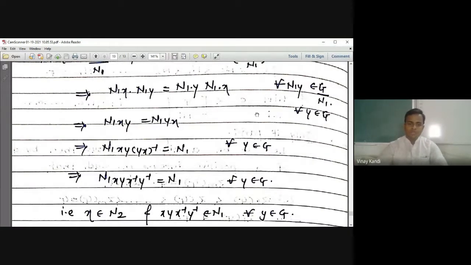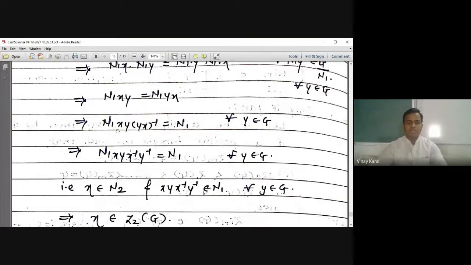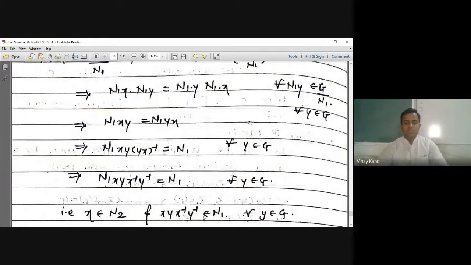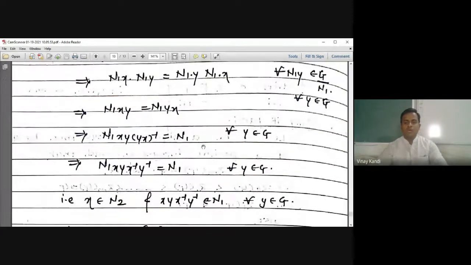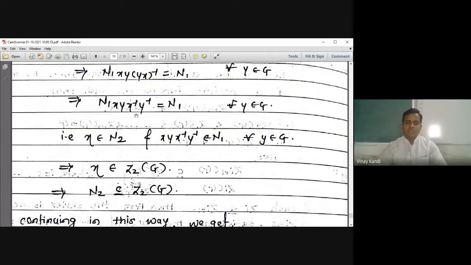Okay. So take the post multiplying by YX inverse, N1 YX inverse. What we get? N1 XY, taking to the right side, YX bracket inverse, which is equal to N1. But N1 is the identity of that factor group. Hence, here we get N1 XY X inverse Y inverse, since YX inverse is nothing but X inverse Y inverse, which is equal to N1 for all Y belongs to G.